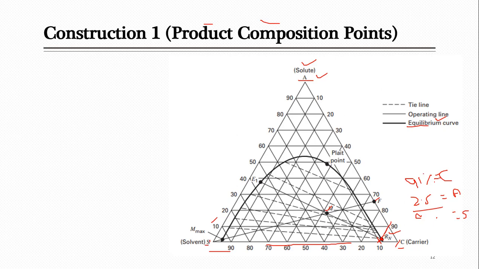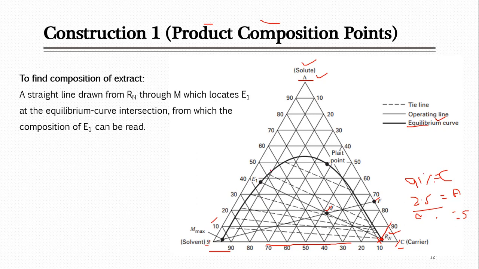Now we have to look for the extract, and how we can find it. This is a bit different, as I told you, from the one stage system. So now we have to locate the extract, to find the composition of the extract, where the extract point is located. When we locate the extract point, we can easily look for the composition.